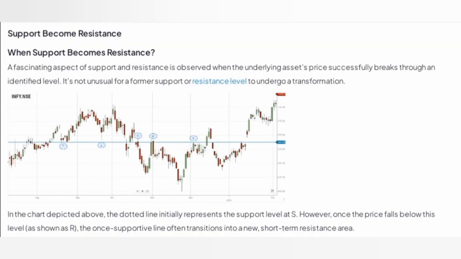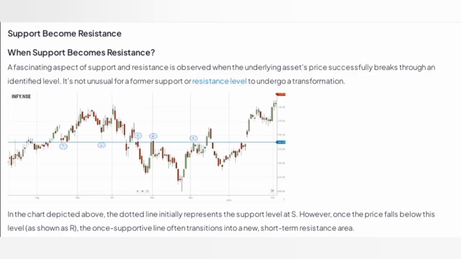Support becomes resistance. When support becomes resistance, a fascinating aspect of support and resistance is observed when the underlying asset's price successfully breaks through an identified level. It's not unusual for a former support or resistance level to undergo a transformation. Support becomes resistance. In the chart depicted above, the dotted line initially represents the support level at S.